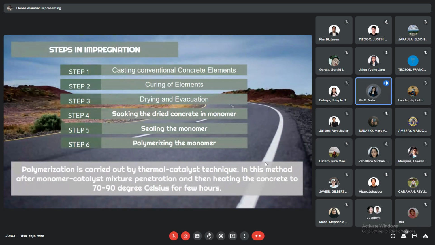polymerizing the monomer. Polymerization is carried out by the thermal catalyst technique. In this method, after monomer and catalyst mixture penetration, the concrete is heated to 70 to 90 degrees Celsius for a few hours.